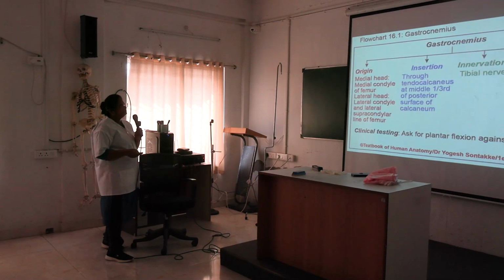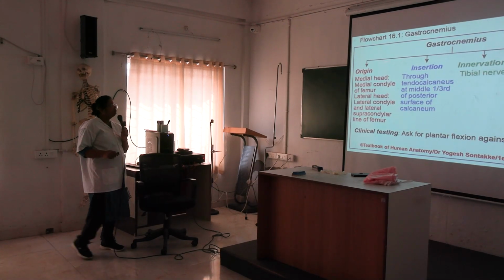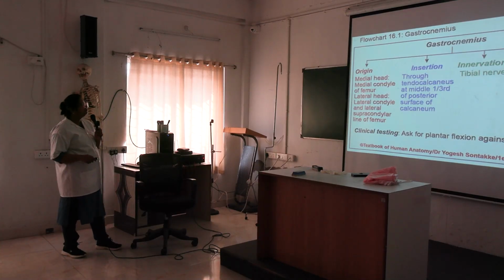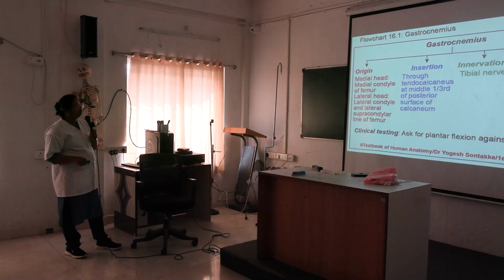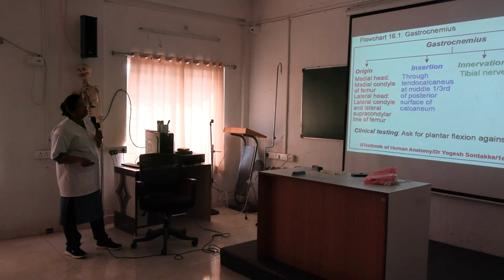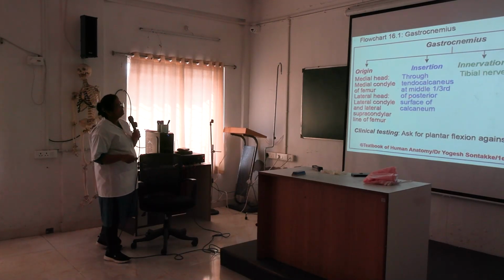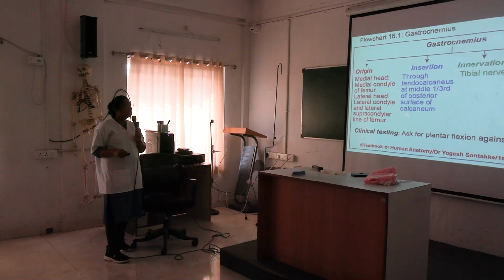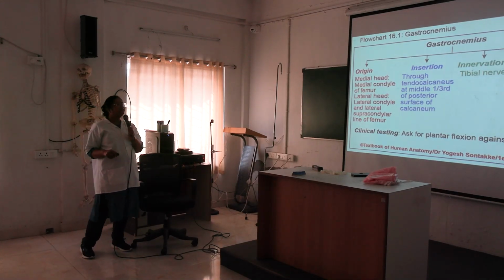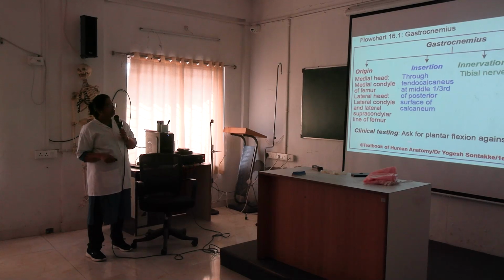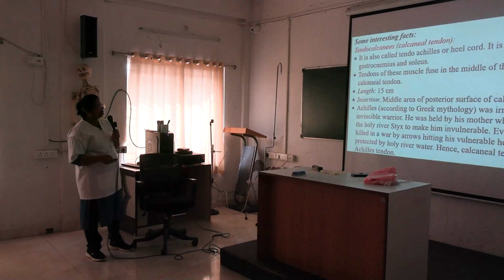Okay. So gastrocnemius originates by two heads, medial head from medial condyle of femur, lateral head from lateral condyle and lateral supracondylar line of femur, insertion through tendocalcaneus at middle 1/3 of posterior surface of calcaneum, innervation tibial nerve, action plantar flexion at ankle joint, flexion of knee joint. And this is the clinical aspect. Ask for plantar flexion against resistance. How you will feel the muscle.